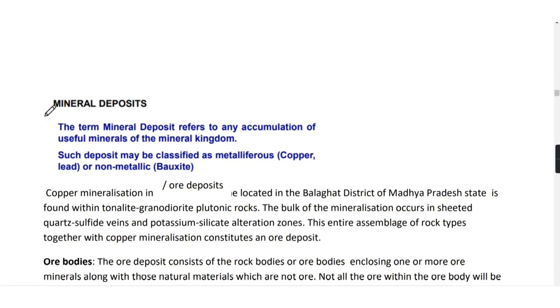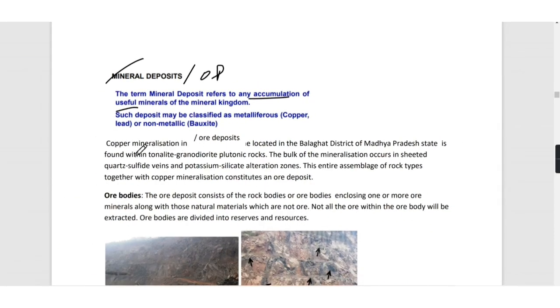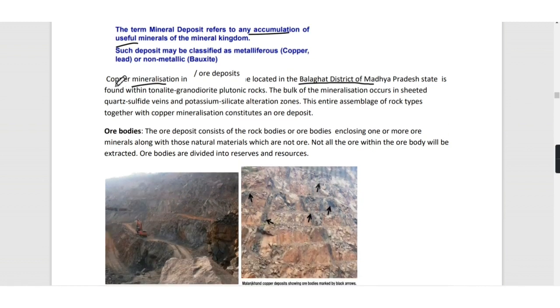So what is a mineral deposit, or you can also say ore deposit? Mineral deposit refers to the accumulation of useful minerals in an area. Suppose copper mineralization is occurring in the Balaghat district of Madhya Pradesh, see here. It is found in rocks which are tonalite and granodiorite, which are plutonic rocks.